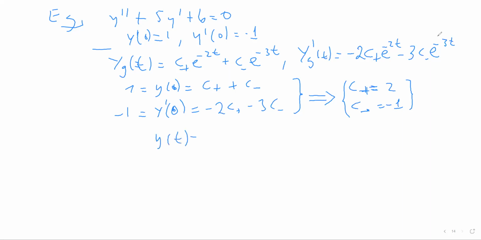y(t) is equal to 2e^(-2t) minus e^(-8t).